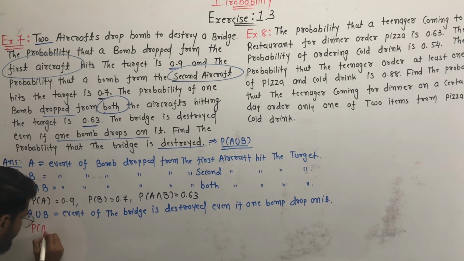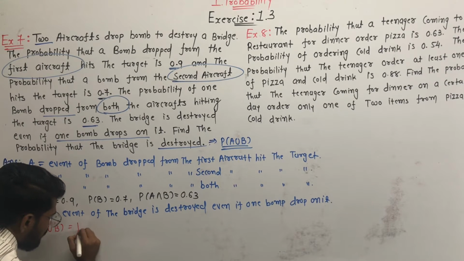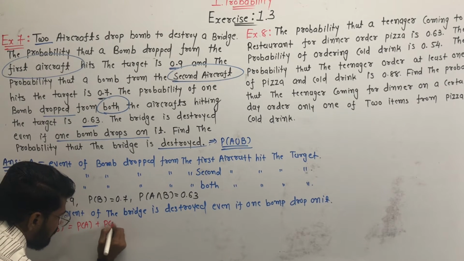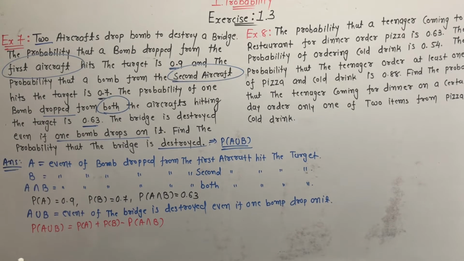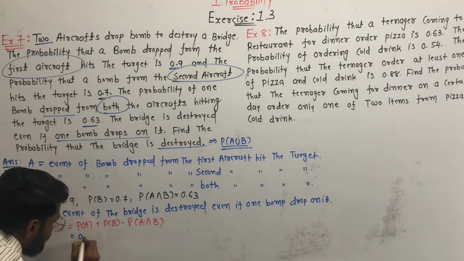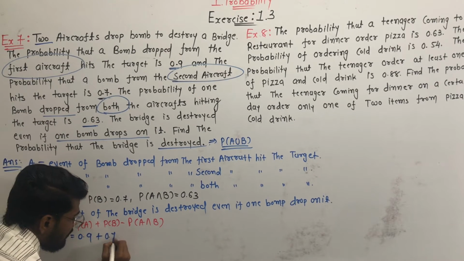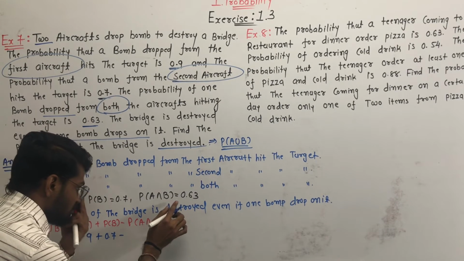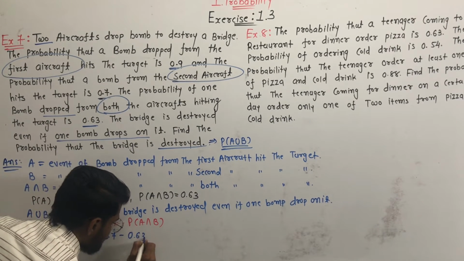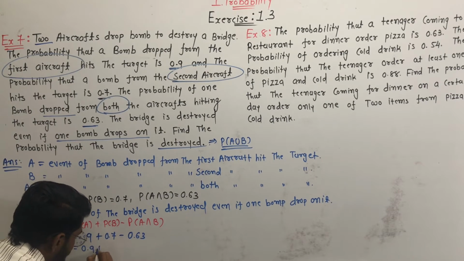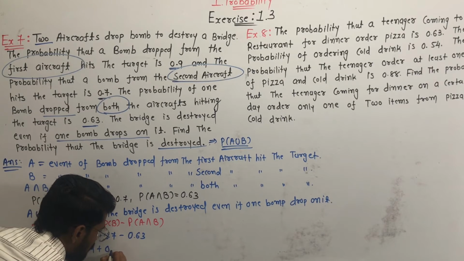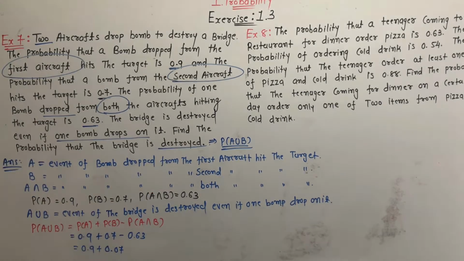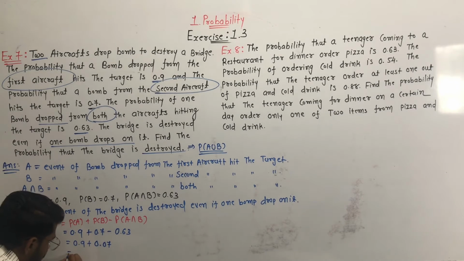P of A union B is equal to, what is the formula? P of A plus P of B minus P of A intersection B. Put the value. P of A is equal to 0.9, P of B is equal to 0.7 minus P of A intersection B is equal to 0.63. Okay, so it will be 0.9 plus 0.7 minus 0.63 is equal to 0.97. Clear? Write it down.